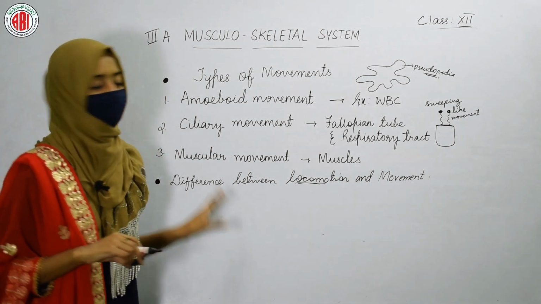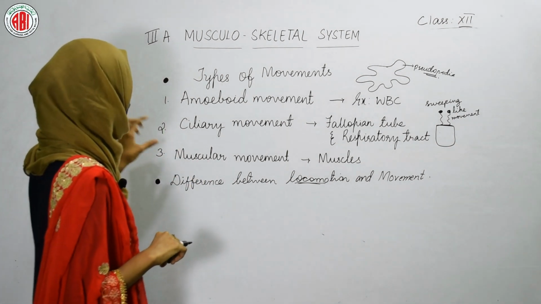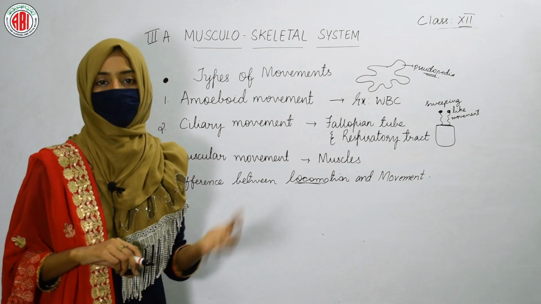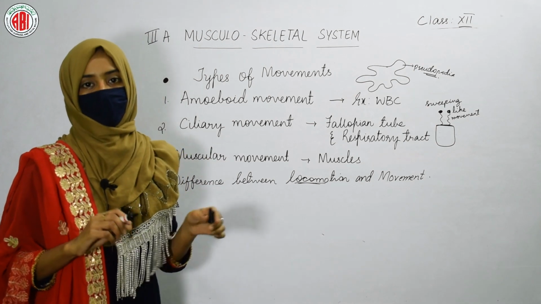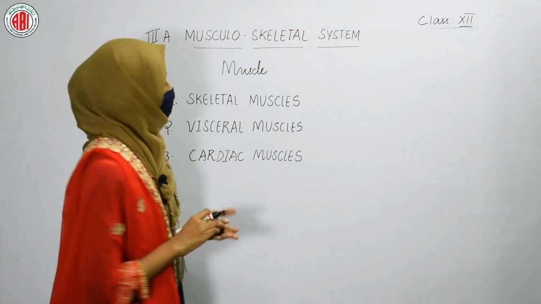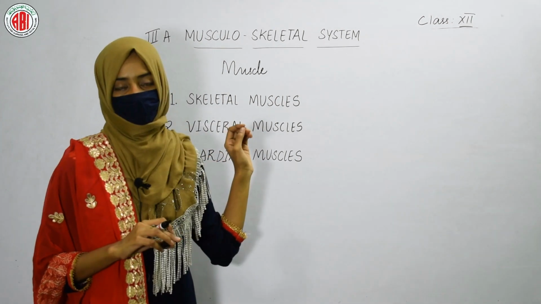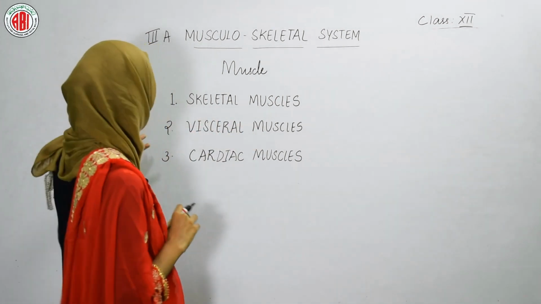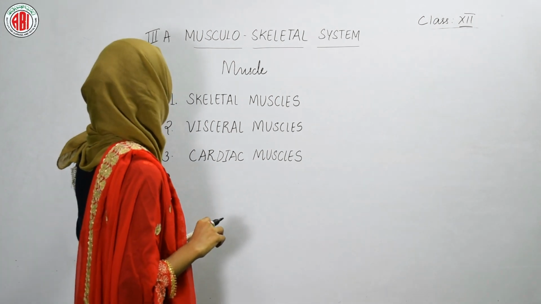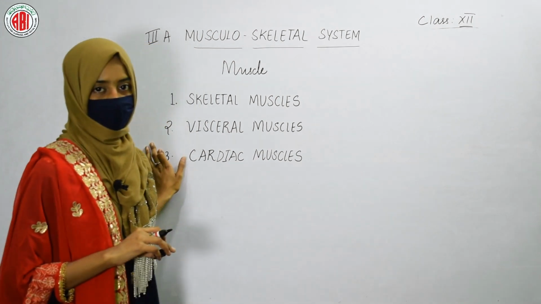In this chapter we are going to discuss muscular movement in detail, the movements that can be made by our muscles. Let us see what the different muscles present in our body are. So basically muscles are classified into three main types: skeletal muscles, visceral muscles and cardiac muscles.